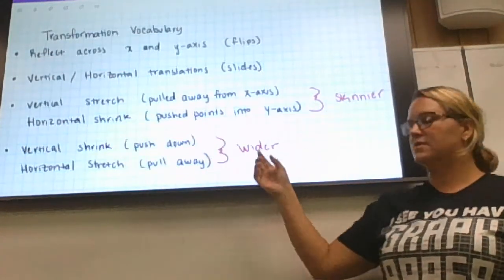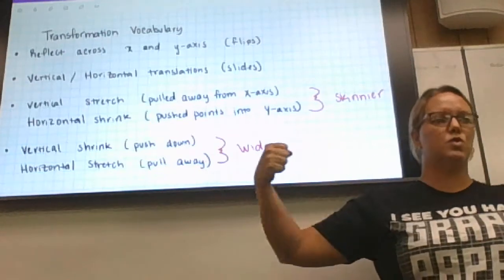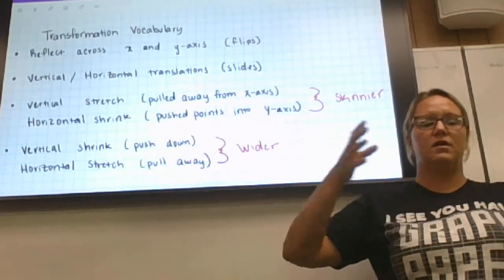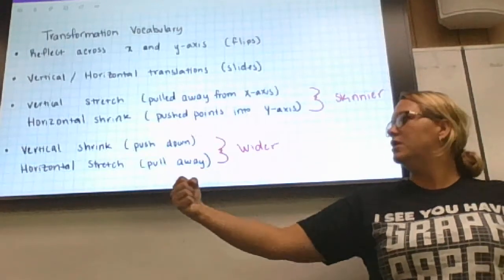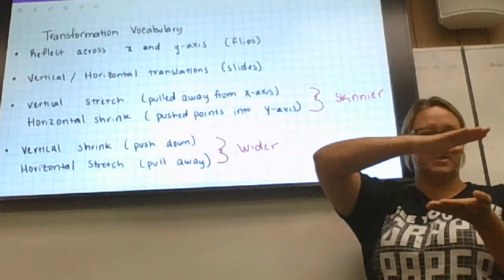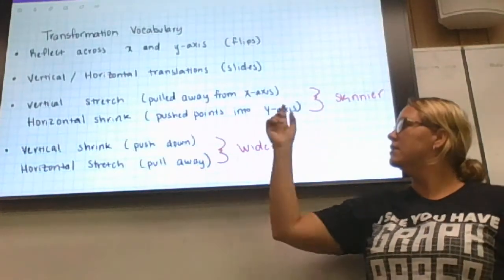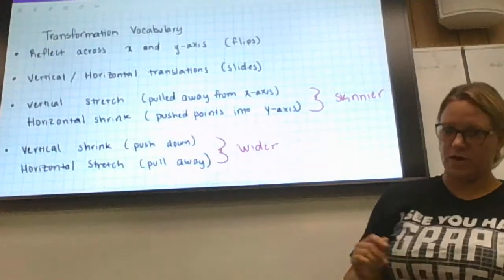There's two ways to describe a wide graph. Maybe it's been pulled horizontally and made wider, a horizontal stretch. Or maybe it's been like a rubber band that's been pushed down gets wider. So maybe it's a vertical shrink. Two ways to describe that.